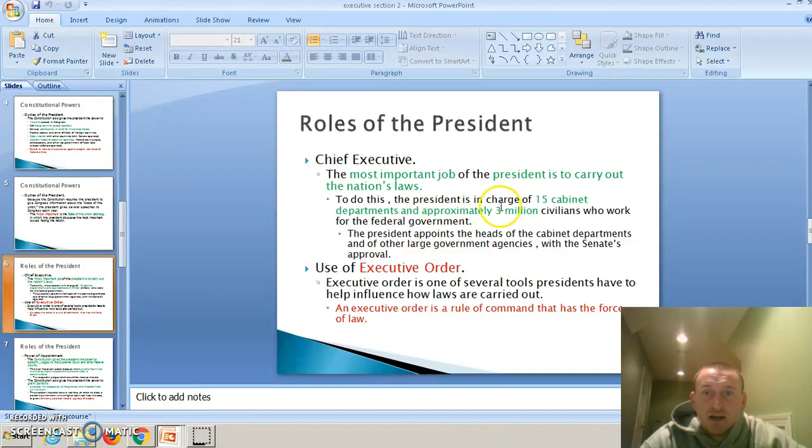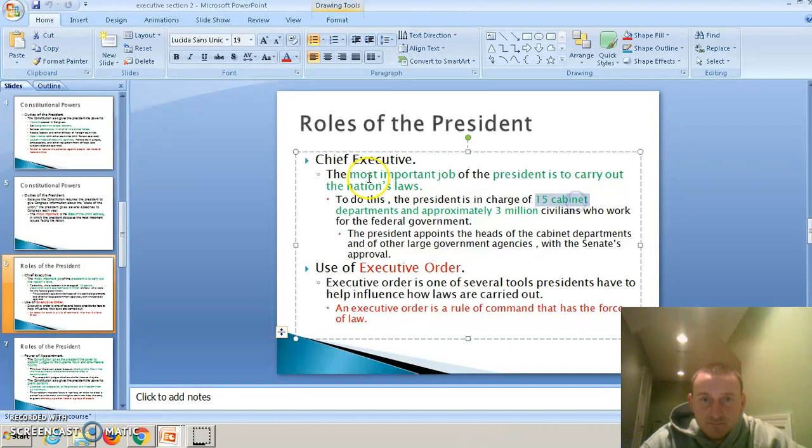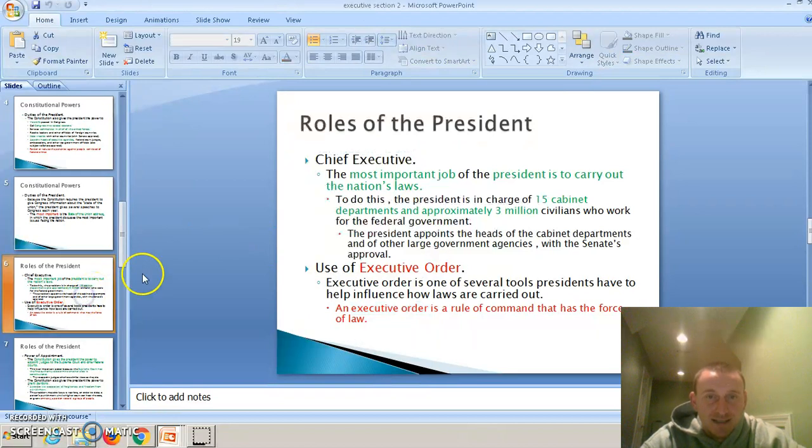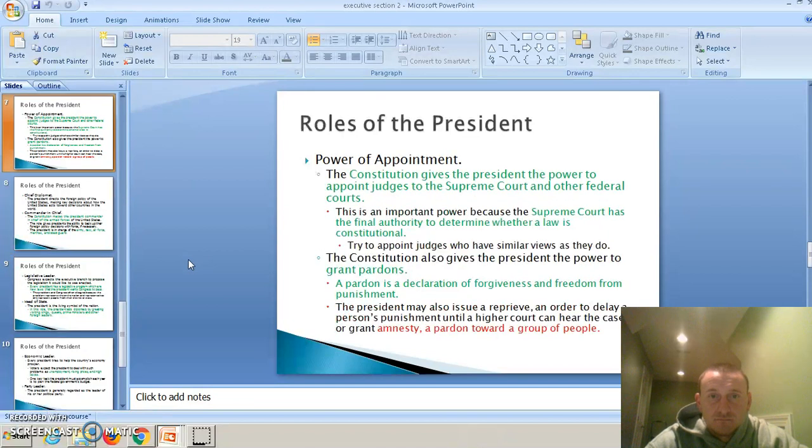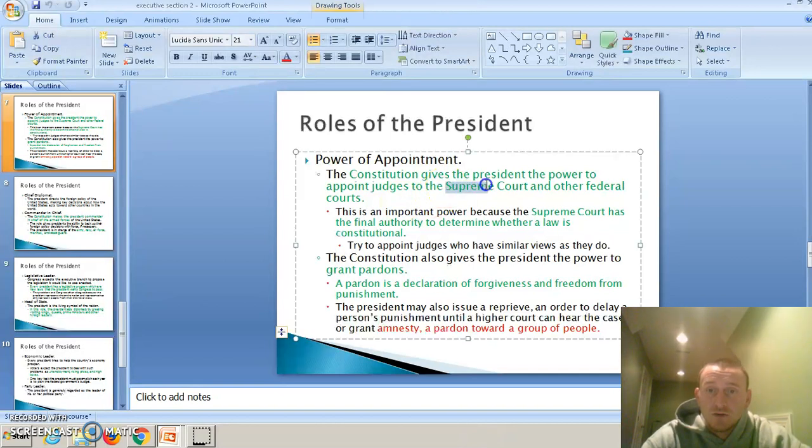The president carries out the laws. There are 15 cabinets. Know that number. 15. Executive order is also something big you need to know. It's a rule of law that the president can put a rule or command into force. Like I said earlier in a previous video, the president can choose Supreme Court justices. But who gets to approve them? The Senate.